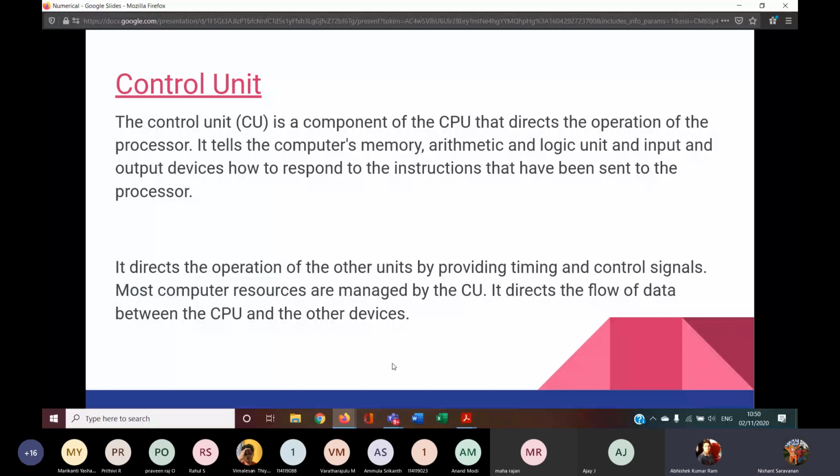All input data are transferred via the main memory to the arithmetic and logic unit for processing. It directs the operation of the other units by providing timing control signals. Most computer resources are managed by the CPU. It directs the flow of data between the CPU and the other devices. So you can understand that one of the most important parts of the CPU is the control unit. Without it, no data transfer can take place, and the CPU cannot perform in a sequential manner.